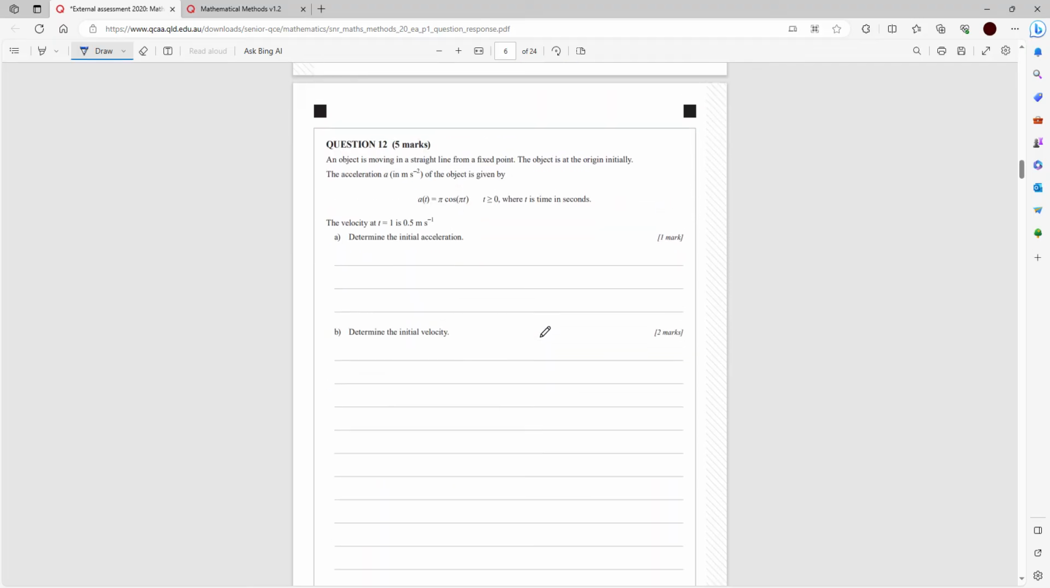An object is moving in a straight line from a fixed point. The object is at the origin initially, and the acceleration of the object is given by the following function. a(t) is pi cos of pi t, where t is greater than 0, where t is time in seconds. The velocity at t equals 1 is 0.5 meters per second. Determine the initial acceleration and the initial velocity. Okay, so let's unpack this.